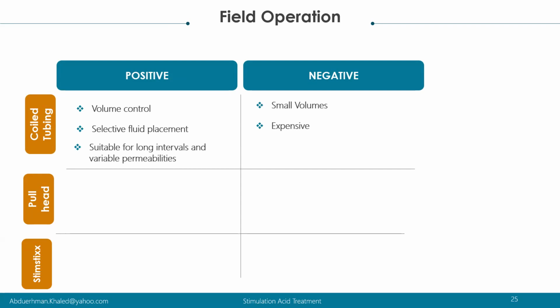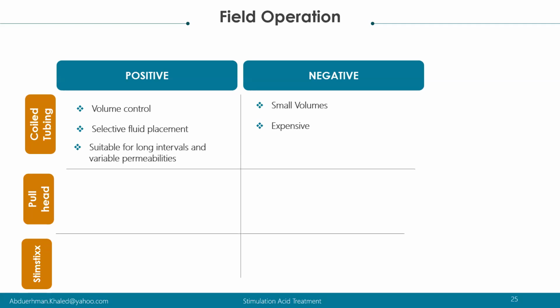Coiled tubing, the main advantage of coiled tubing is that you can control the volume. Sometimes you don't need to inject a huge amount of volume, so you can just control the volume that you have, and also you can select the fluid to be placed in specific intervals.